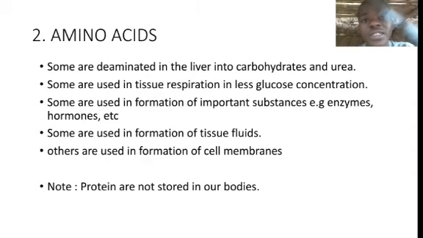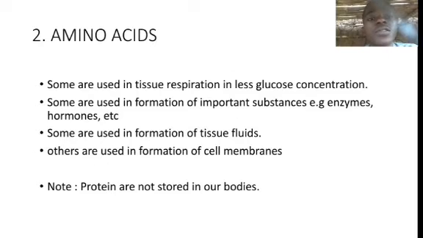We have amino acids, which are the end products of digestion of proteins. They are deaminated in the liver into carbohydrates and urea. These ones can't be stored much in the body, as we shall come to look at. So in case there is less glucose concentration, they are used in tissue respiration.